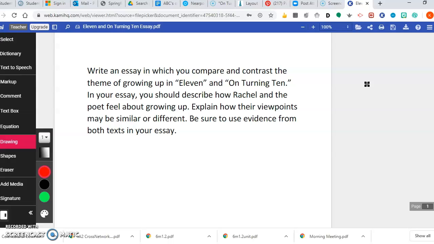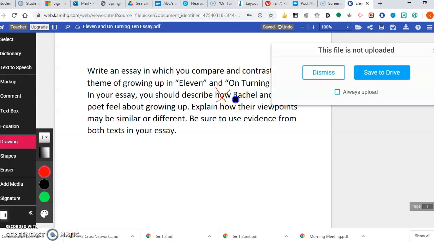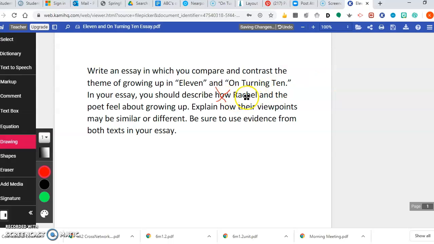Our essay topic today is: write an essay in which you compare and contrast the themes of Growing Up in 11 and On Turning 10. In your essay, you should describe how Rachel and the poet feel about growing up. There's my question word right there, how. So I have found my question word. I crossed it out and I'm taking everything to the right of my question word.